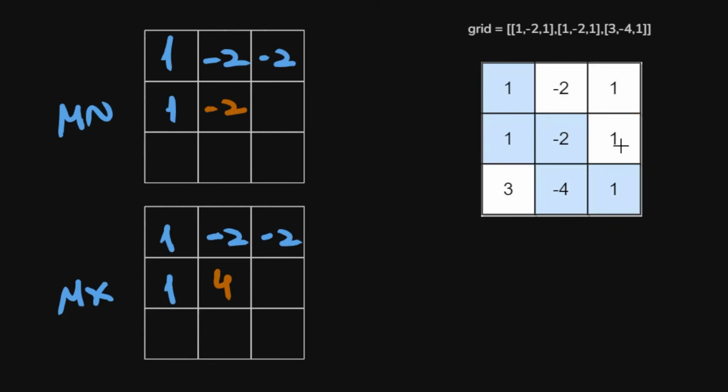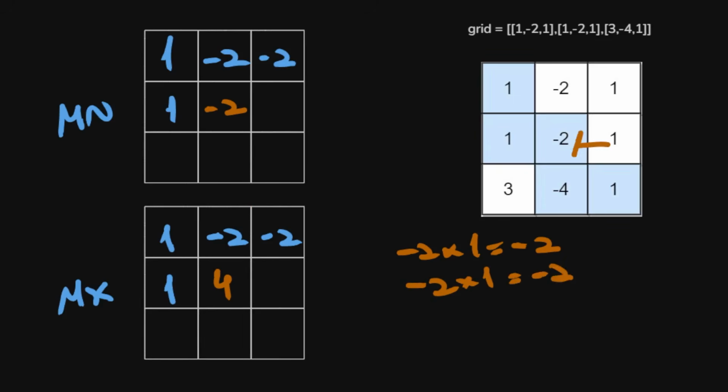Next, we are here, and if we are standing here, we could come from above or from the left. We always have 2 options. So if we come from above, regarding the minimum number, we have minus 2 times the current number, and this is minus 2. But we also need to consider the accumulated maximum product. So we do minus 2 times the current number, and this is also minus 2.